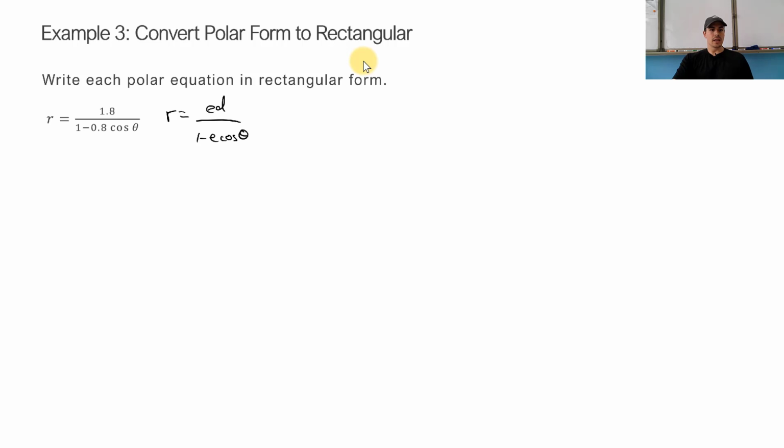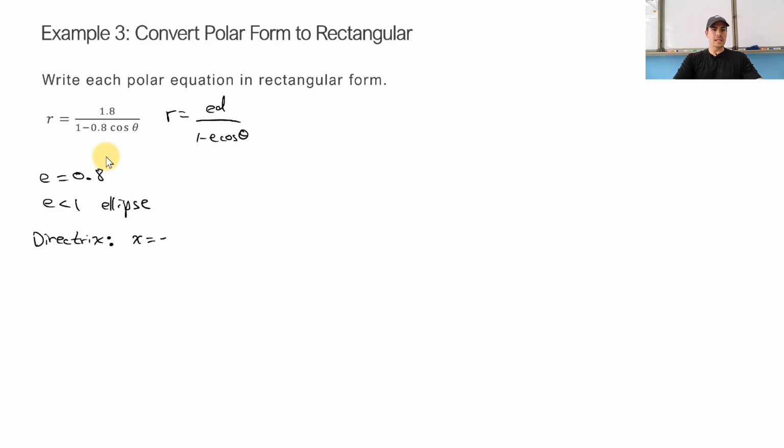Let's go ahead and look at our E value. Well, we know our E is going to be 0.8, which is less than 1, so we know that is an ellipse, right? So I know my directrix then, it's going to have a directrix that is on the left-hand side of the pole, right? So I know I'm going to have a directrix of x equals negative something. How do I find that negative something?